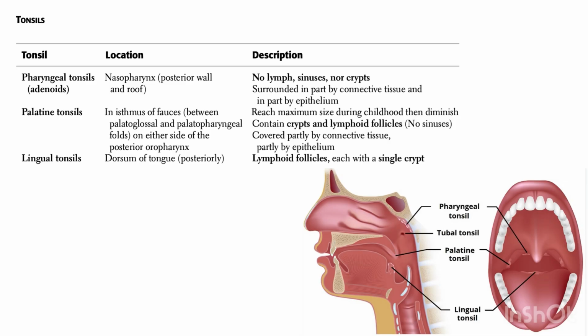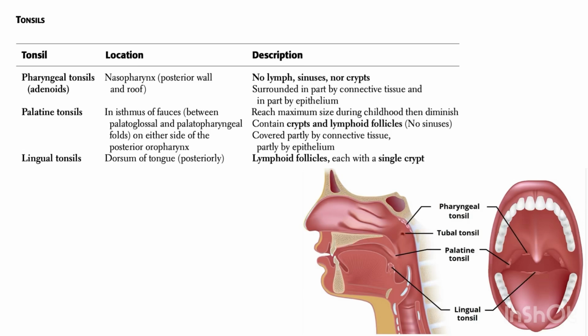Let's talk about tonsils now. Tonsils are lymphoid tissues which protect the throat against infection. The first one is the pharyngeal tonsil, also called adenoids. We can see in the diagram that it is found very posteriorly, on the posterior wall and roof of the nasopharynx. This one has no lymph sinuses or crypts. It's just epithelium and connective tissue.